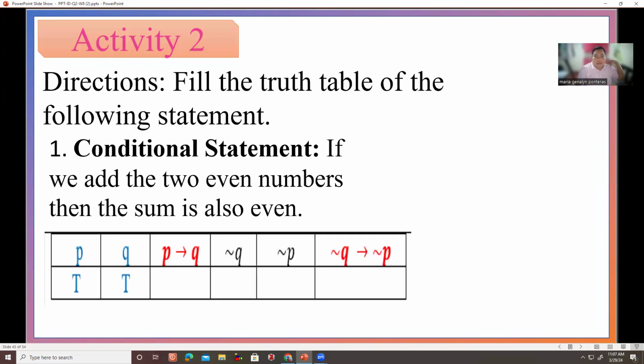Okay, so for your activity, by the way, if you have questions, you can drop them in our comment section. In our activity, fill the truth table of the following statement. For the conditional statement, if we add 2 even numbers, then the sum is also even. You have here P is true, Q is true. So what is P implies Q? What is not Q? What is not P? And what is not Q implies not P?